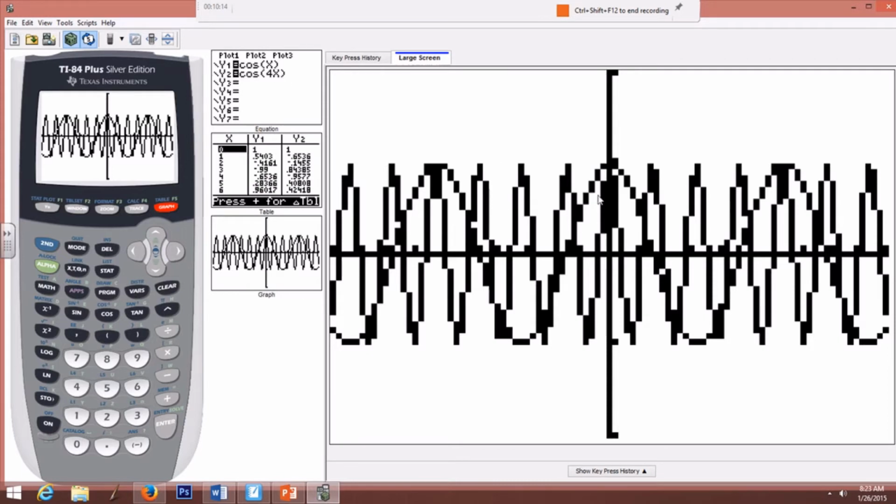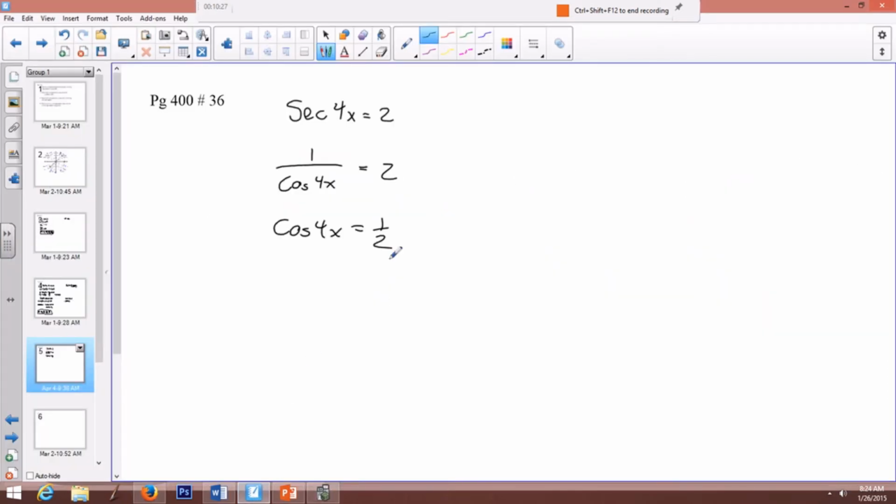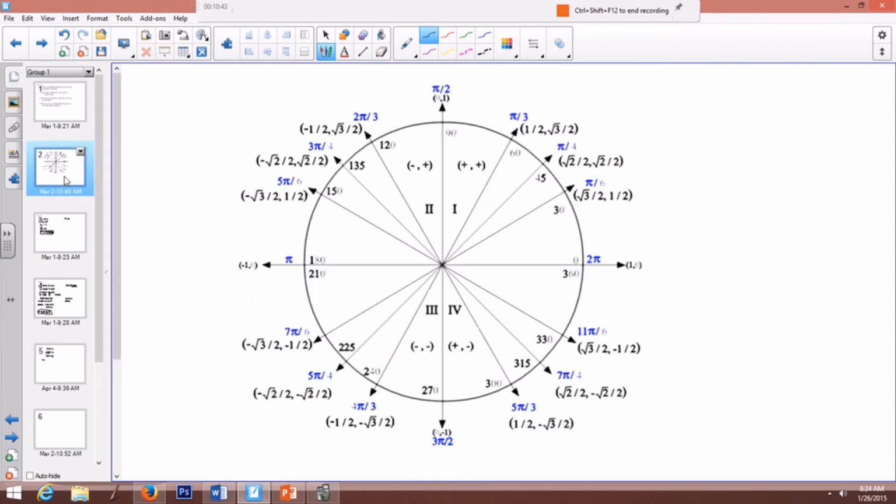So the result of that is if I were to graph y equals 1/2, this second graph is going to cross that 1/2 more times. So what we're going to have is more solutions to this particular problem. Now, we want to do it essentially the same way, except we're going to start with 4x instead of just x. So I say, okay, cosine. Where is the cosine equal to 1/2 on the unit circle? So where's the x value equal to 1/2? Well, it's equal to 1/2 at pi over 3 and 5 pi over 3.